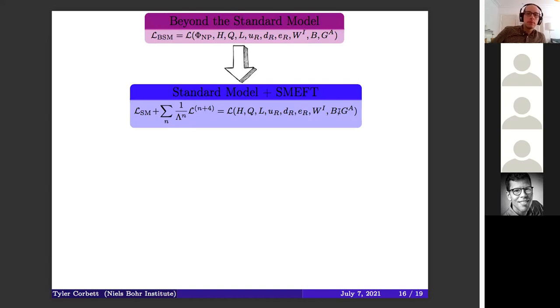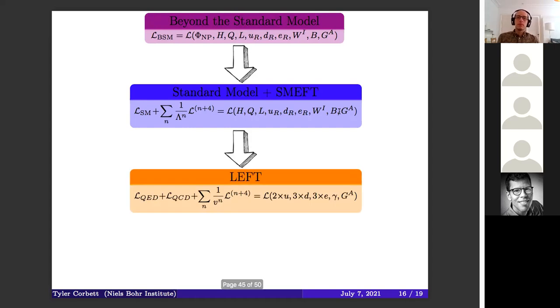And then I say, okay, I'm doing physics below the scale of the top quark, of the W, of the Higgs. Now I'm going to integrate those out. And then I come down to below the electroweak scale. And now I've got what's called the low energy effective field theory. I've got something that looks like a QED Lagrangian, a QCD Lagrangian, and a bunch of effective operators suppressed by the electroweak scale to some power. And I've got 2 up-type quarks, 3 down-type quarks, 3 charged leptons, 3 neutrinos, a photon, and the gluons running around in this theory.